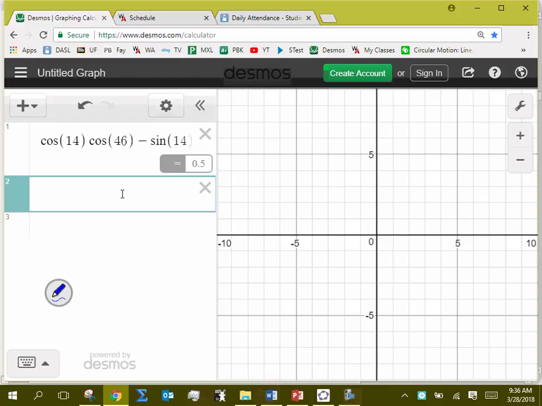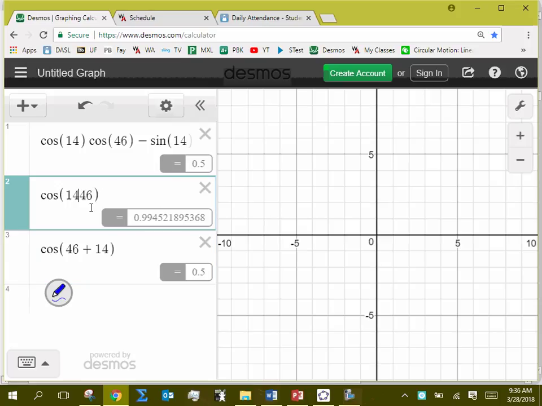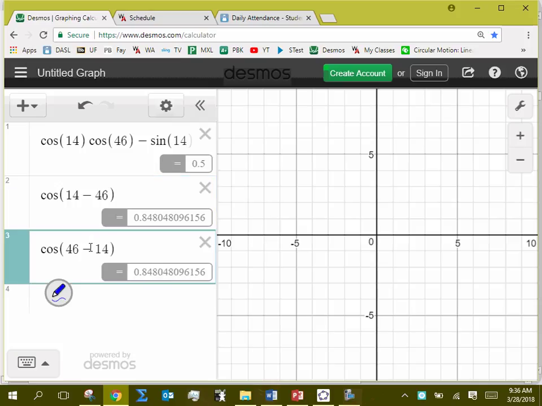So we just said that is equal to cosine of 14 plus 46, right? Does that make sense? Can I write it this way? Cosine of 46 plus 14. Addition is commutative, right? Okay, so it's not a problem. Is subtraction commutative? In general, it's not. But what do we see there? They're the same, right? Why?